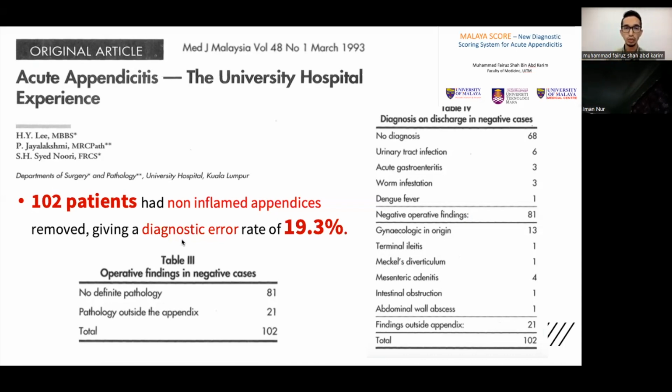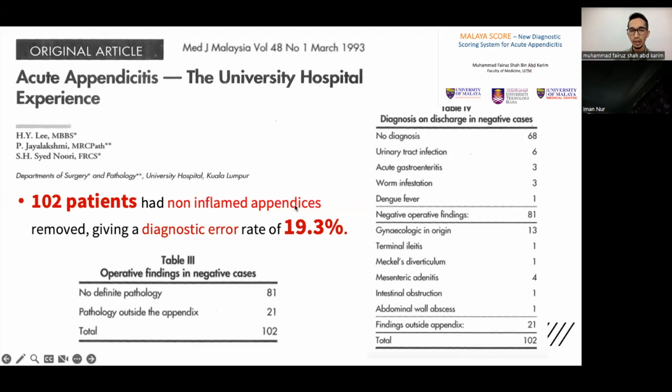Okay, so this is what I did before. If you are coming from general surgery or pediatric surgery, this is a real paper that was produced from our institution in 1993. At that time it was called University Hospital or UH. They found that 102 patients who were diagnosed as acute appendicitis and went in for surgery turned out to have a non-inflamed appendix, giving a diagnostic error of about 19.3%. So you can see from here, these are examples of why patients diagnosed as acute appendicitis went in for appendectomy and turned out to have something else.